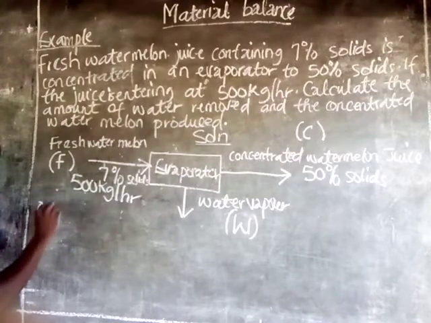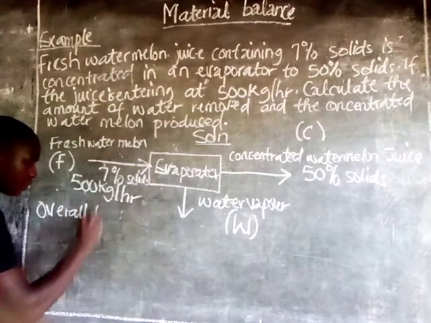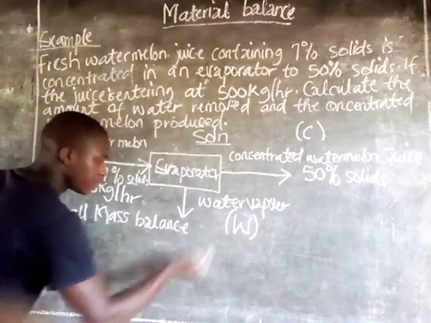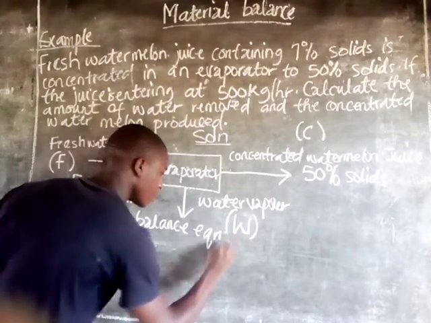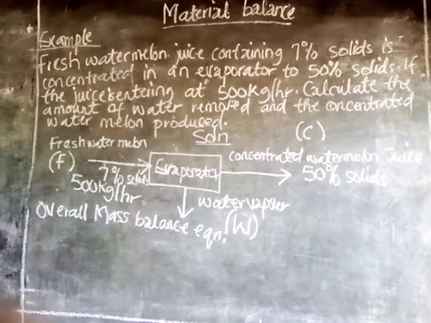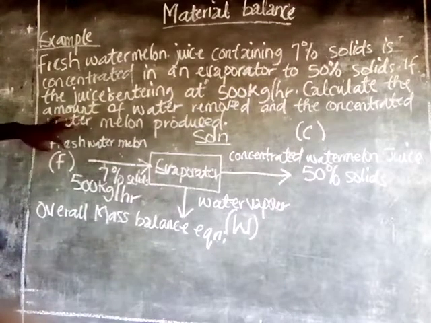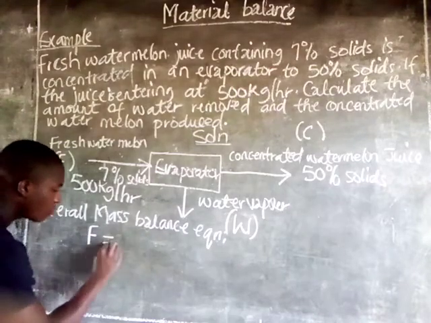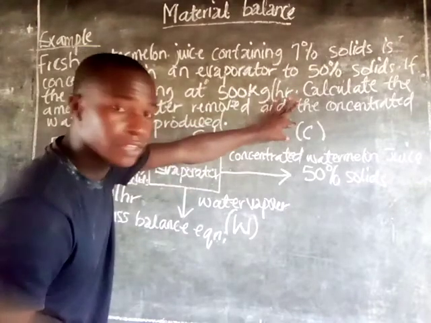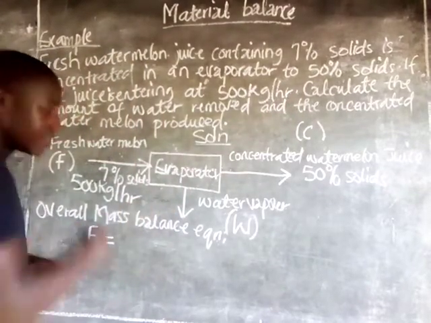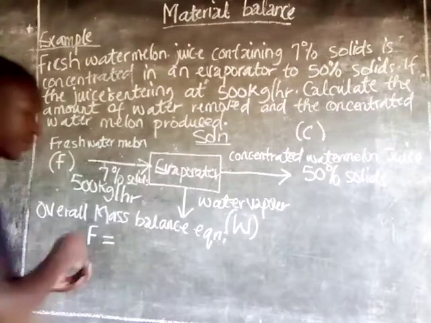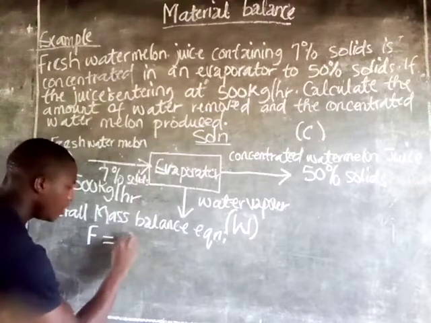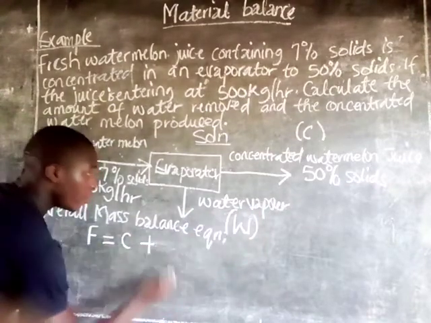And so the first thing we are going to look at is our overall mass balance equation. And so the overall mass balance equation is F, which is the fresh juice, is equal to the concentrated juice that was removed from it, and then the water that was removed from it. So we have F equal to C plus W.